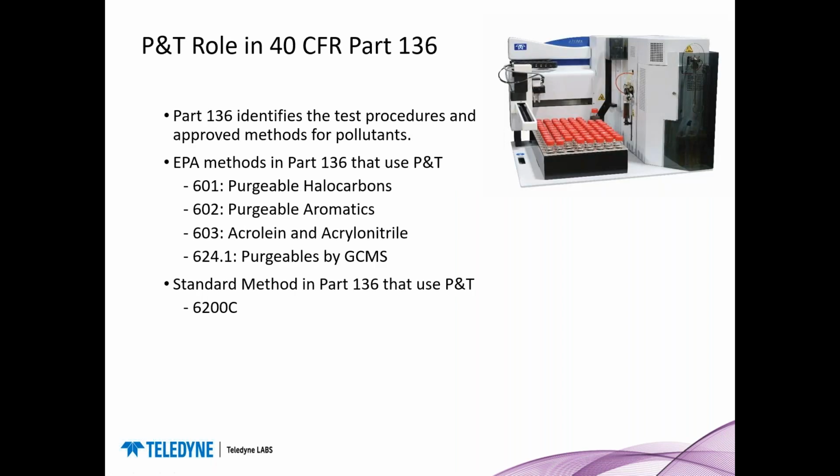Part 136 identifies the test procedures and approved methods for pollutants in wastewater. The EPA methods that use Purge and Trap that are part of Part 136 are US EPA method 601 for purgeable halocarbons, 602 for purgeable aromatics, 603 for acrolein and acrylonitrile, and 624.1, which is for purgeable VOCs by GCMS. There's a whole list of compounds. And then there are also standard methods that include the Purge and Trap in Part 136, and that would be 6200C.